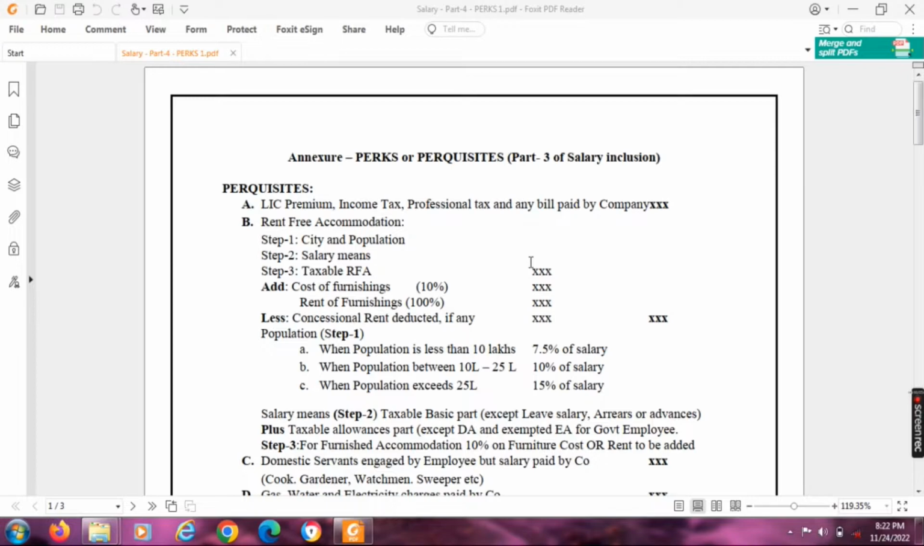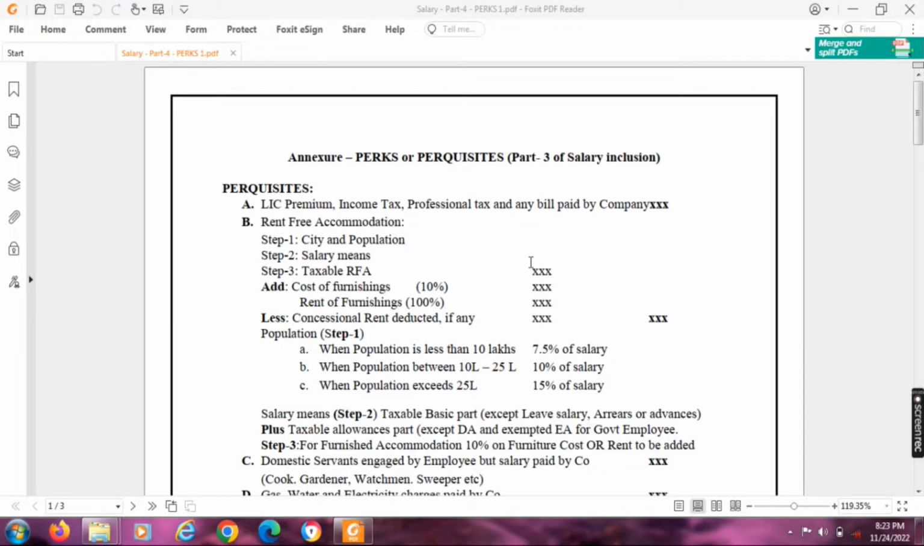Because when population is less than 10 lakhs, 7.5% of salary was taxable in the hands of employee. When population between 10 lakhs to 25 lakhs, 10% of salary was taxable. When population exceeds 25 lakhs, 15% of salary was taxable in the hands of employee. So first step, we have to study the city and the size of the populations.